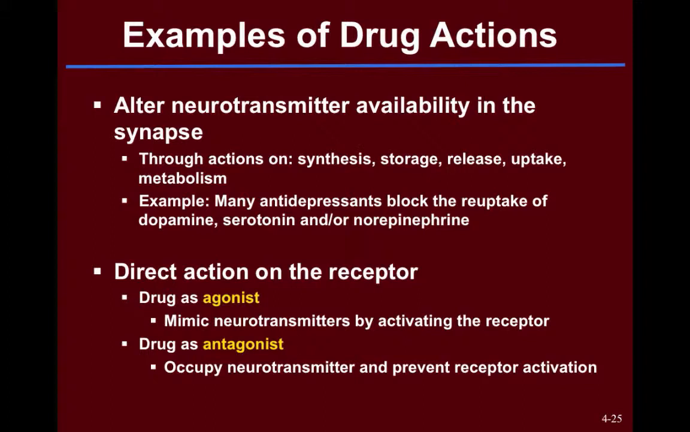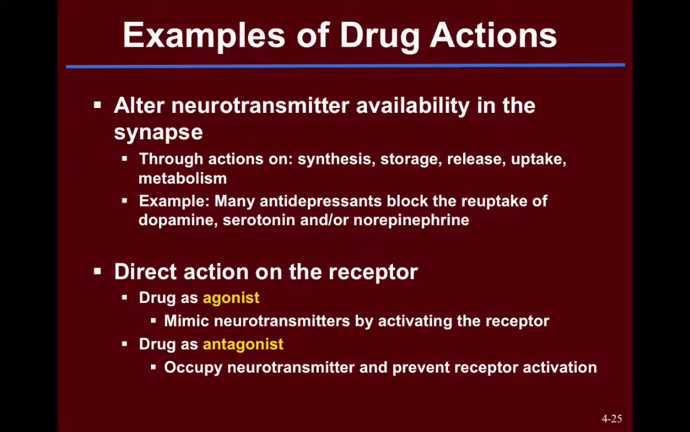An example of this: antidepressants. Many of these block the reuptake of neurotransmitters like dopamine or serotonin, and because it's blocking the reuptake, it's actually increasing baseline dopamine and serotonin levels. And we suspect this is why those antidepressants are actually affecting mood in the people who are taking them. Okay, so there's one example, altering the availability of neurotransmitters.